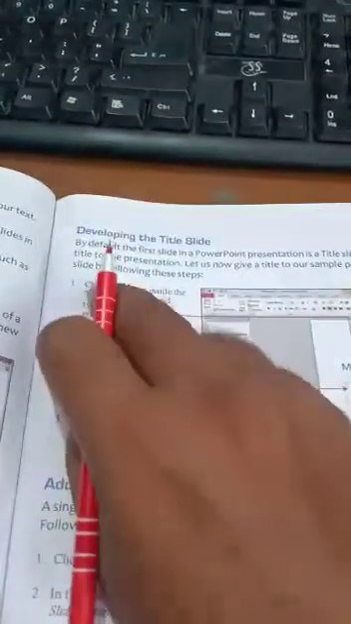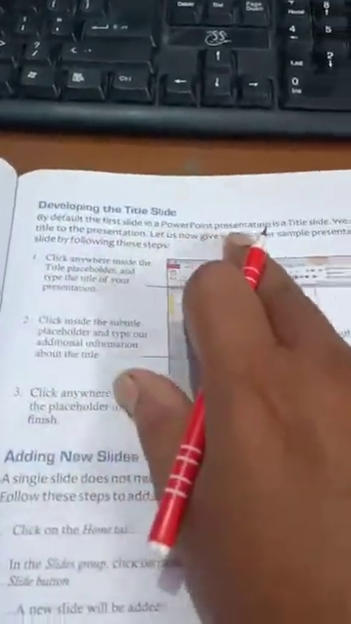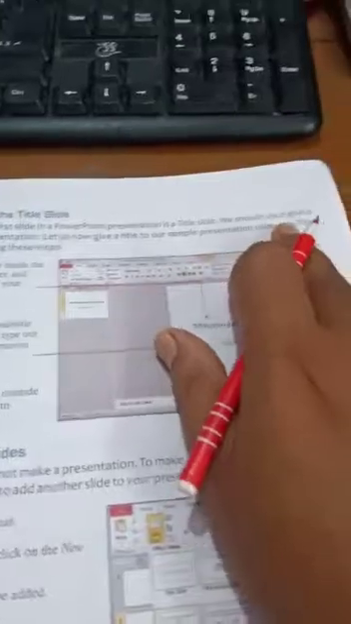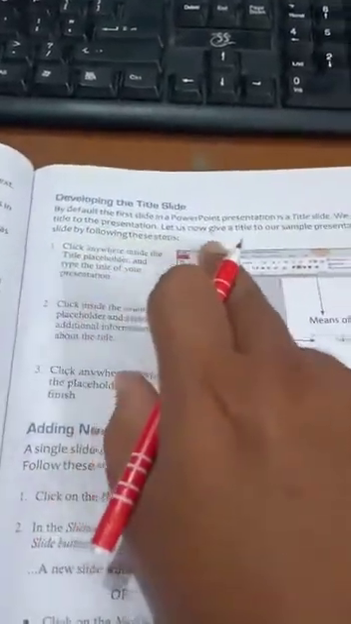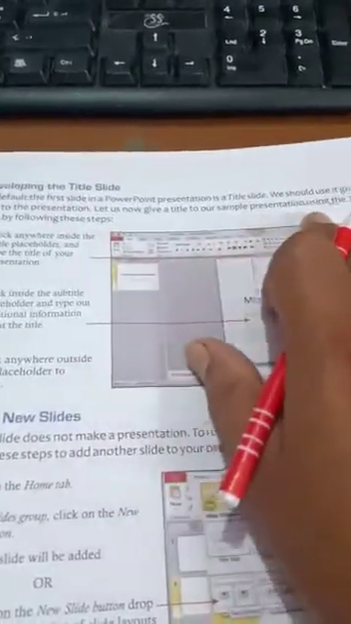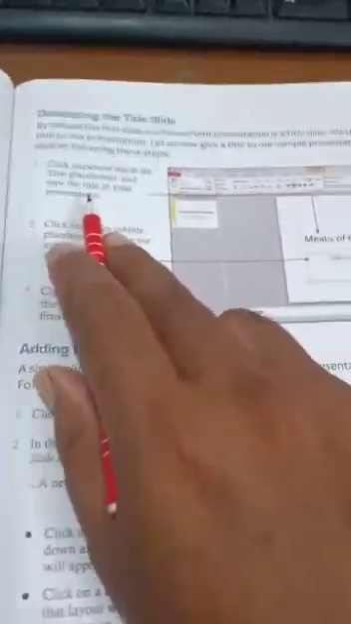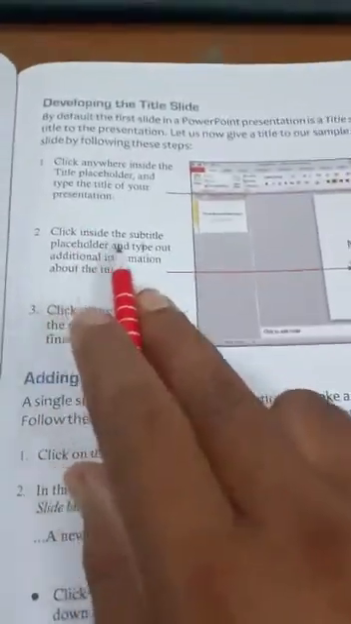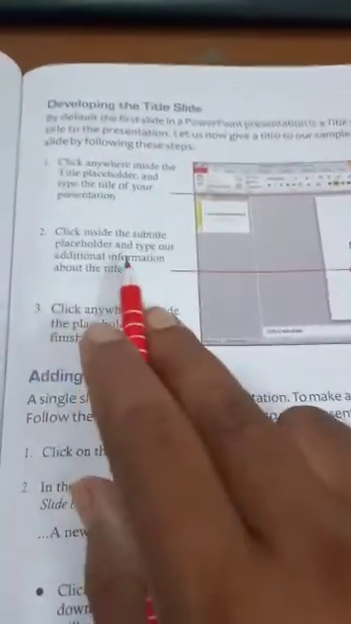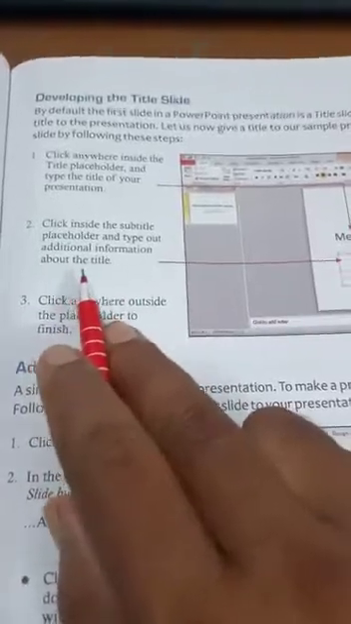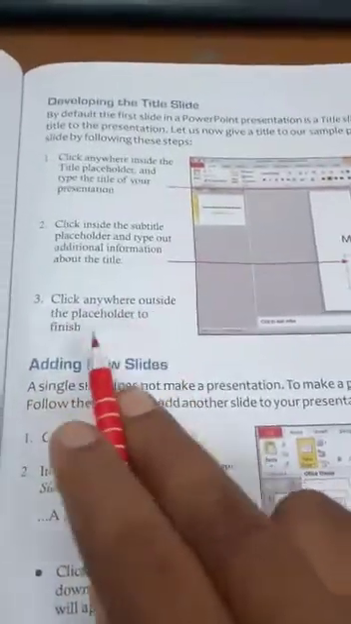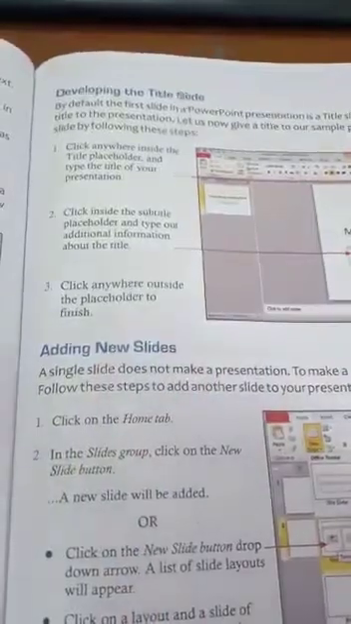Developing the title slide. By default, the first slide in a PowerPoint presentation is a title slide. We should use it to give a title to the presentation. Let us now give a title to our sample presentation using the title slide by following these steps. Click anywhere inside the title placeholder and type the title of your presentation. Click inside the subtitle placeholder and type out additional information about the title. Third, click anywhere outside the placeholder to finish.